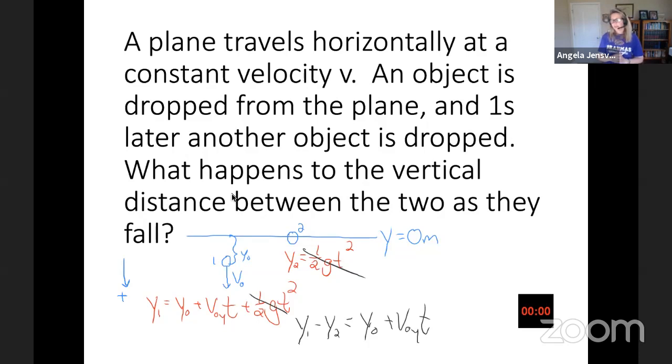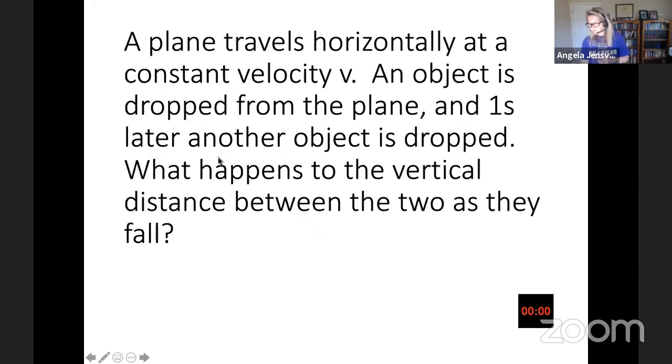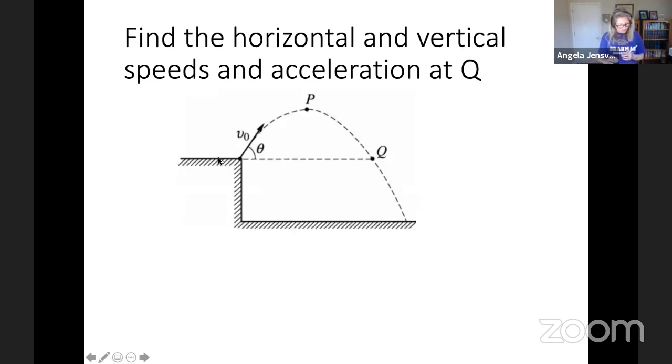Okay? I recommend having a pen and paper. If you're going to type in your answers, have a pen and paper so you can draw sketches and stuff, and then you can type in your answer when you're done solving it. Okay, find the horizontal and vertical speeds and acceleration at Q. 1 minute.